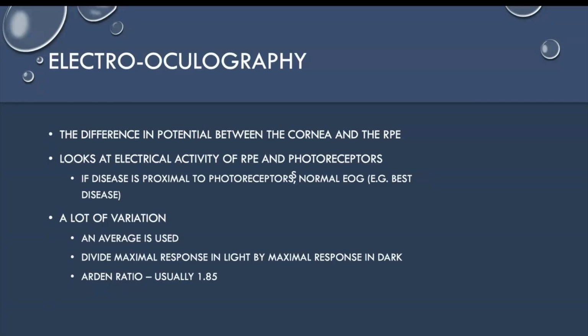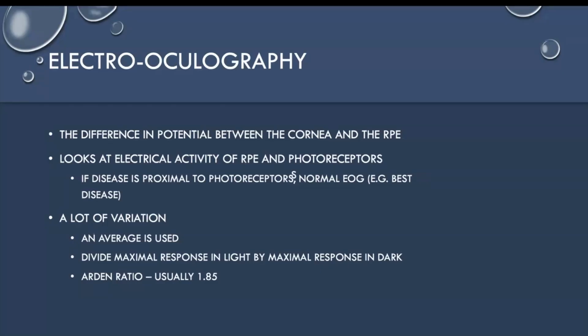For example, in Best disease, where you'll commonly come across it in your SBA and multiple choice question answers as to what will give you an extinguished ERG but a normal EOG, it's typically Best disease because the disease is within the inner retina. So your RPE and your photoreceptors are actually architecturally normal, which is why you're then going to get that response with an extinguished ERG but a normal EOG. So remember that the EOG looks at your RPE and your photoreceptors, whereas the ERG also looks at that activity through the Müller and the bipolar cells as the signal travels through into your inner retina.